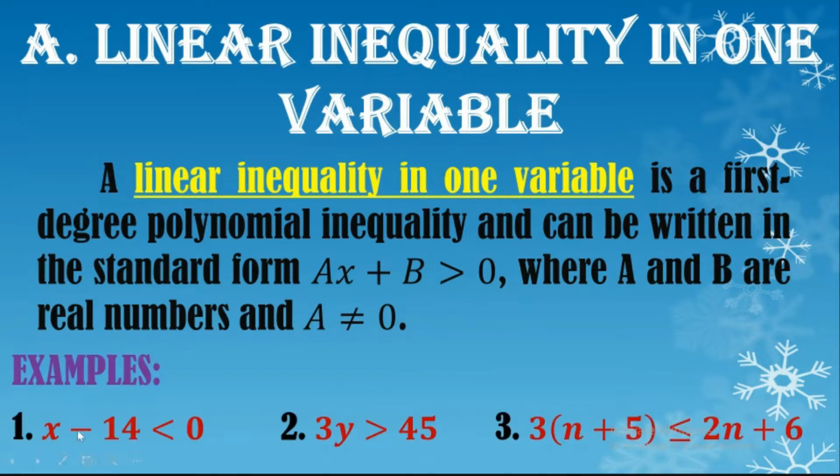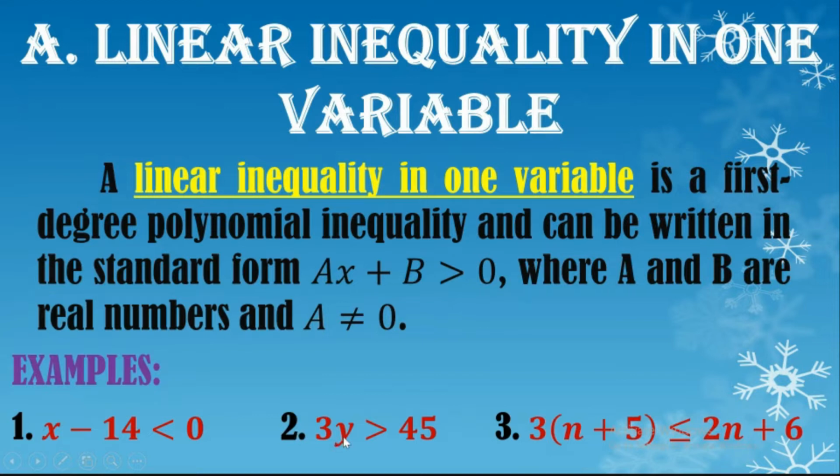Examples. We have x minus 14 is less than 0. Take note, there are four inequality symbols. We have greater than, less than, greater than or equal to, and less than or equal to. So you can use any of those four inequality symbols in writing a linear inequality in one variable.